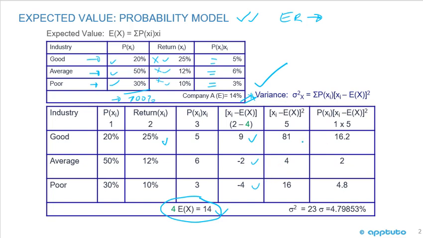And then finally, this is the last step. I put some numbers on the columns. We need to multiply the probability, column 1, times return minus expected return squared. So 0.2 times 81 is 16.2. 0.5 times 4 is 2, obviously. And 0.3 times 16 is 4.8. We add that all up together and we get a variance of 23, and the square root of the variance is 4.79.